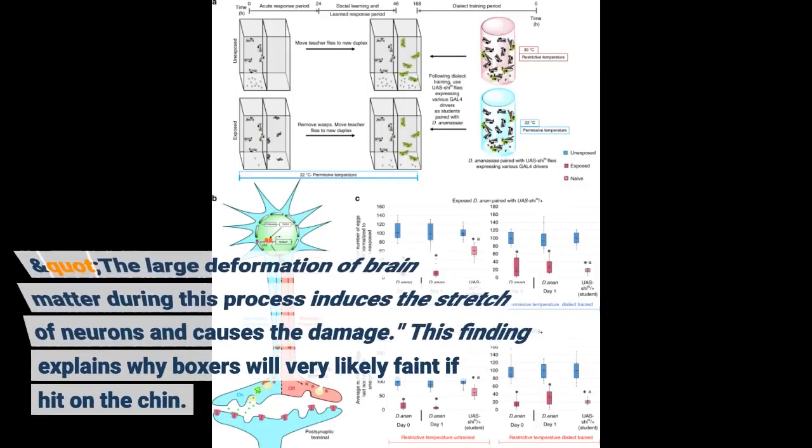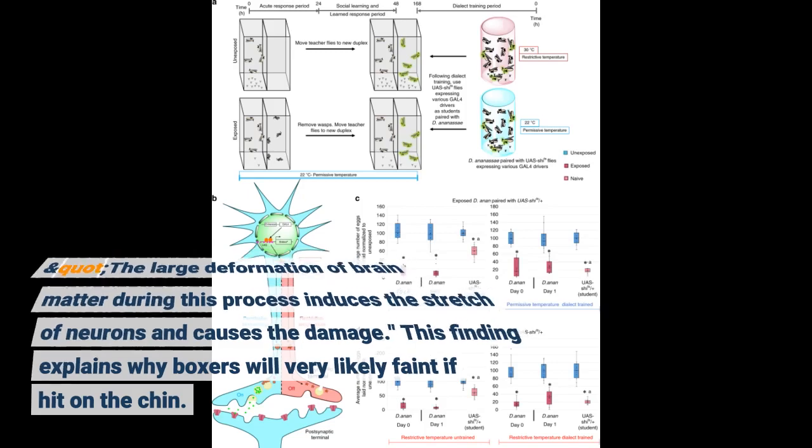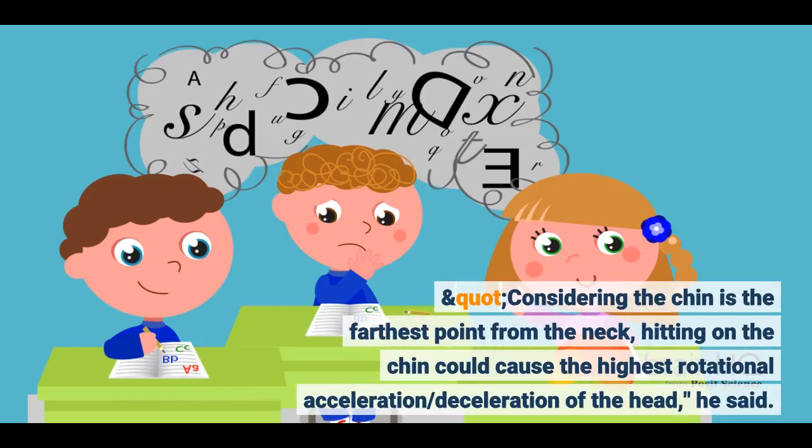"The large deformation of brain matter during this process induces the stretch of neurons and causes the damage. This finding explains why boxers will very likely faint if hit on the chin. Considering the chin as the farthest point from the neck, hitting on the chin could cause the highest rotational acceleration, deceleration of the head," he said.